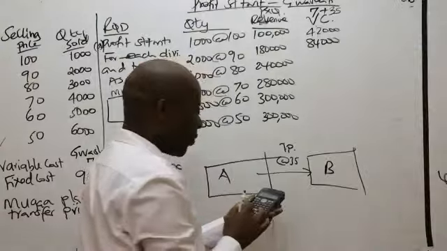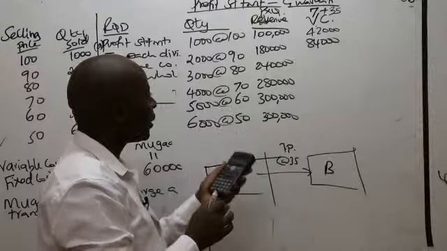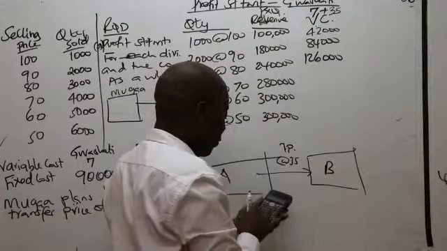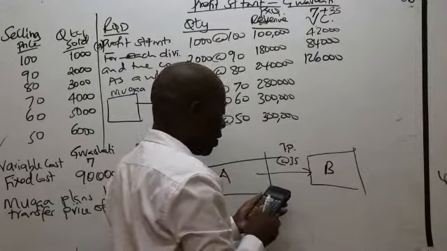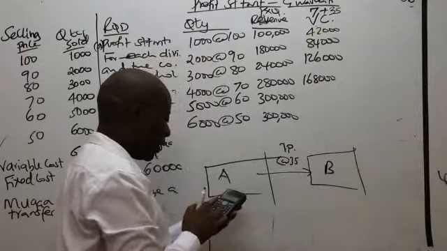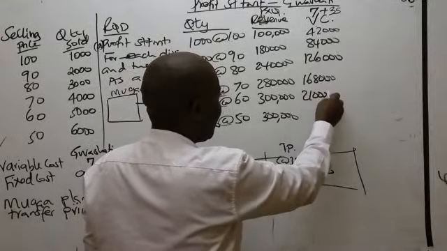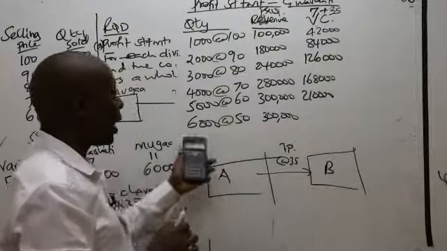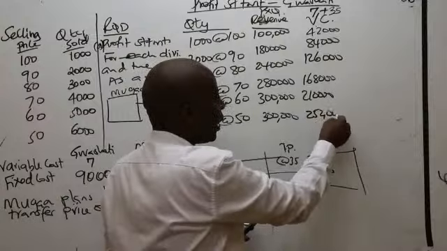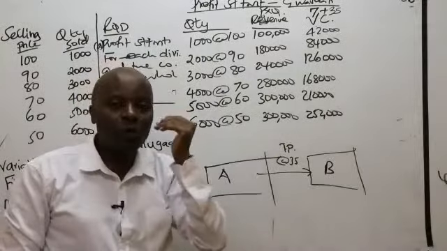We go to the next one, which is 3,000 times 42, which gives us 126,000. Then we have 4,000 times 42, which gives us 168,000. And then we have 5,000 times 42, which gives us 210,000. And then we have 6,000 times 42, which will give us 252,000.